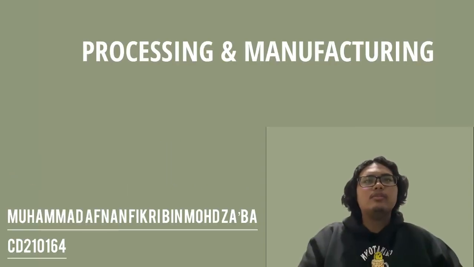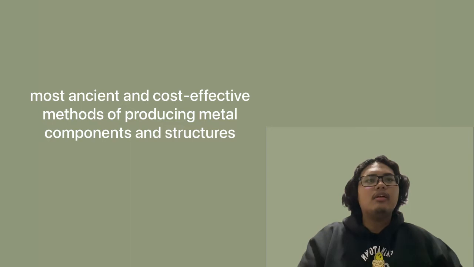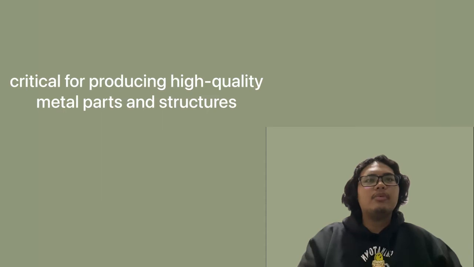Now we will go to the processing and manufacturing part. Number one is sand casting. Sand casting is one of the most ancient and cost-effective methods of producing metal components and structures. Controlling the structures and the characteristics of grain sand and core is critical for producing high-quality metal parts and structures.